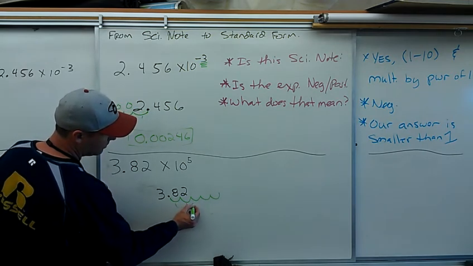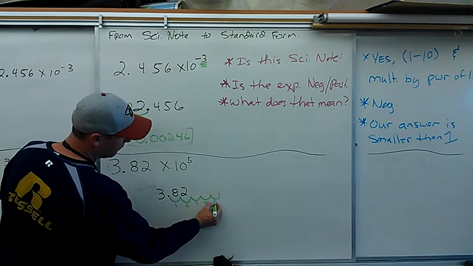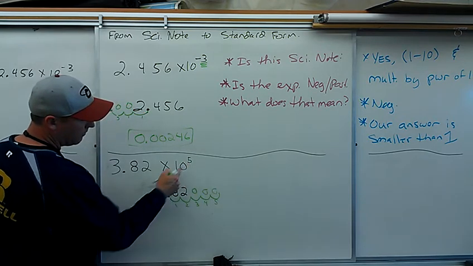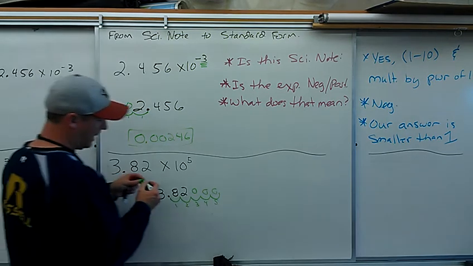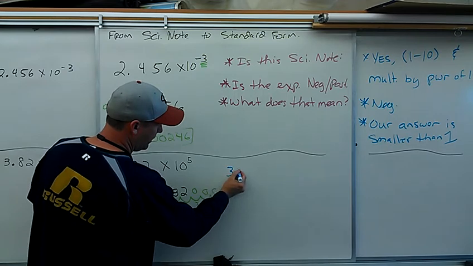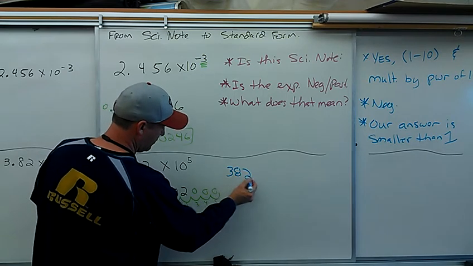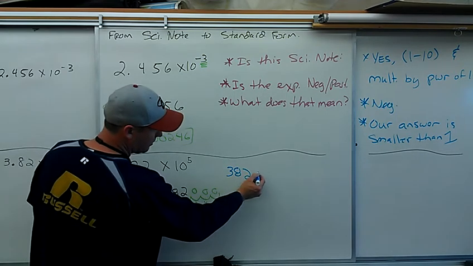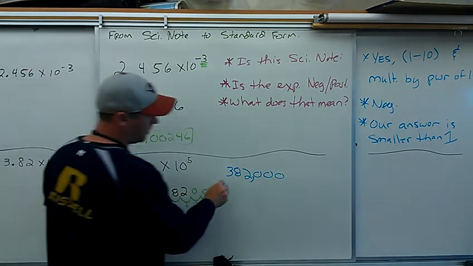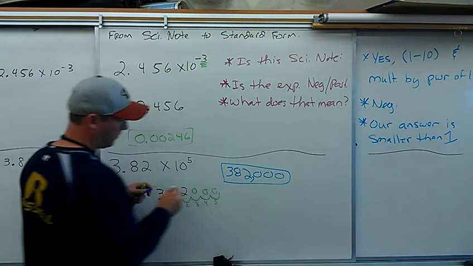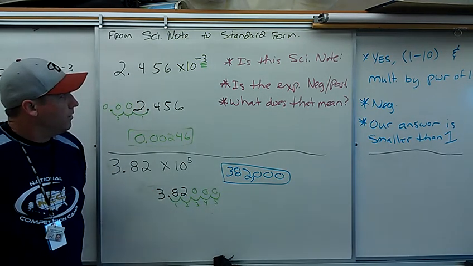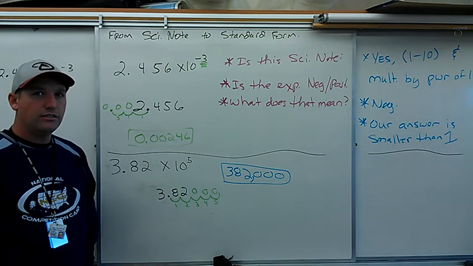1, 2, 3, 4, 5. Put in zeros like that. 5 times for that number. So my actual answer ends up being 382, and then 3 zeros. So 382,000. Okay. So that is your 2 examples for changing scientific notation into standard form.